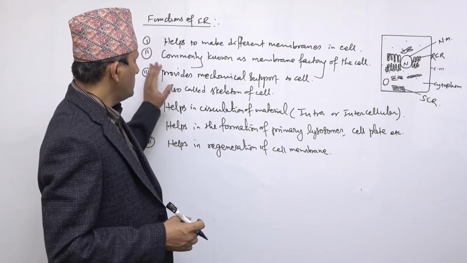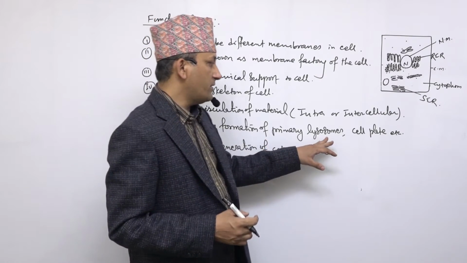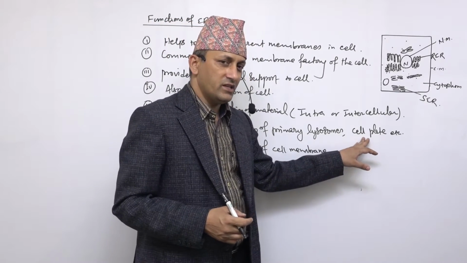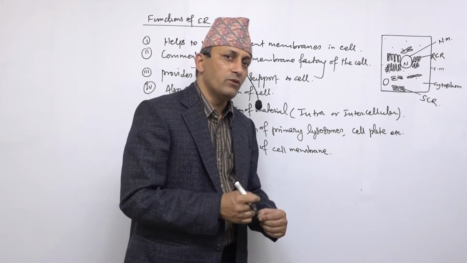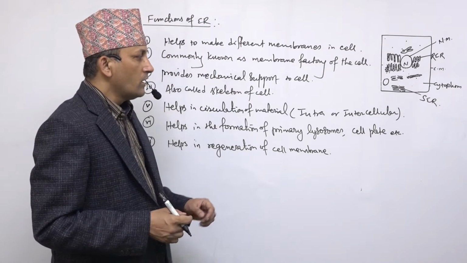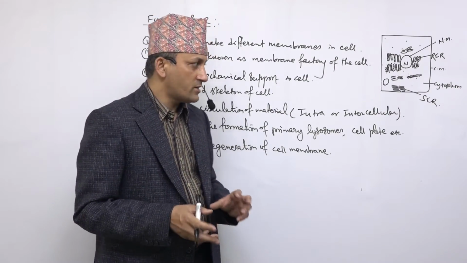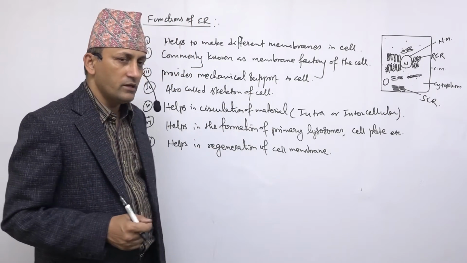Likewise, this ER also helps in the formation of primary lysosome. This is one very important cell organelle. Also helps in the cell plate. Cell plate is the beginning structure of the cell wall. So the material to make cell walls is transported by endoplasmic reticulum.